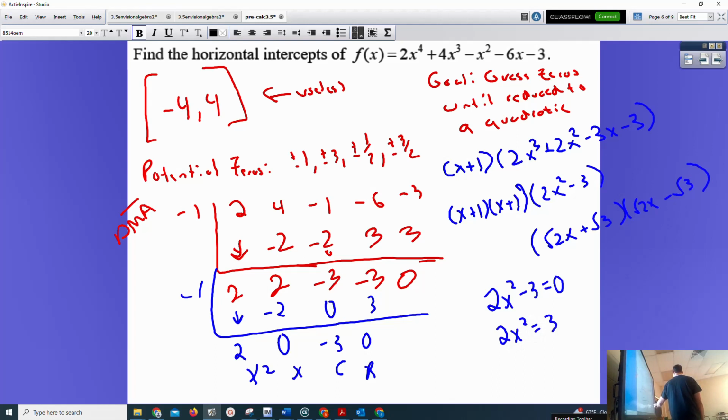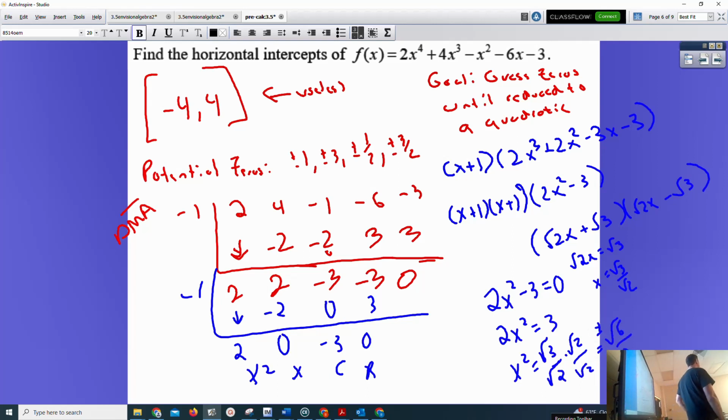Maybe you can connect the dots after you see the answer. Divide by 2. We'll take the root of the top and the bottom. Root 2x is root 3, and x is root 3 over root 2. Multiply top and bottom by root 2. You get root 6 over 2, plus or minus.